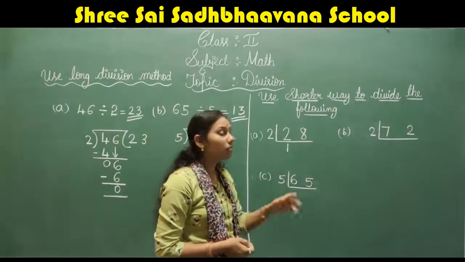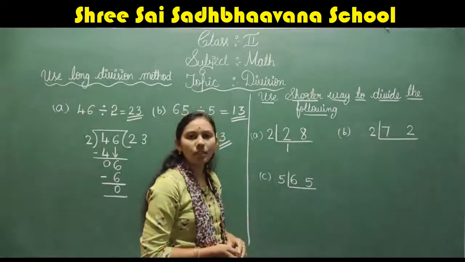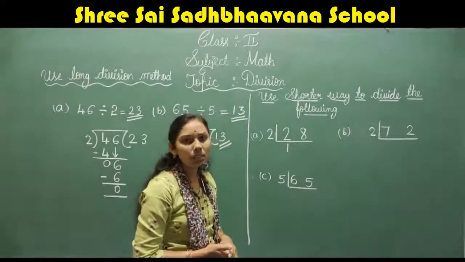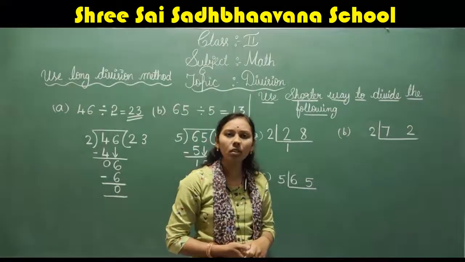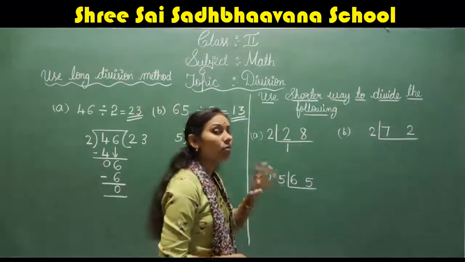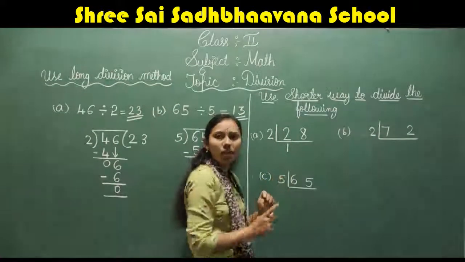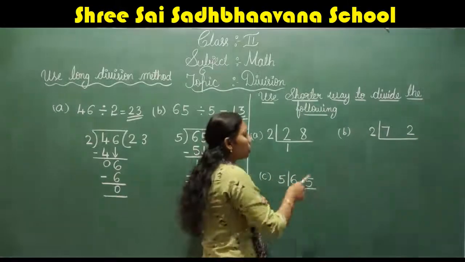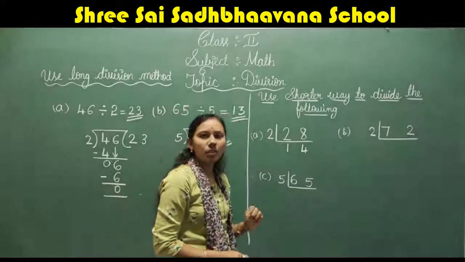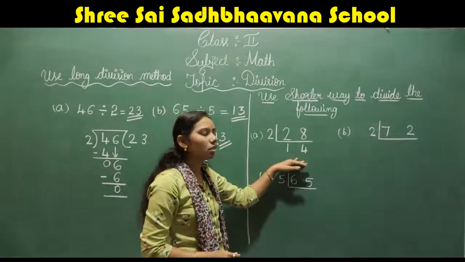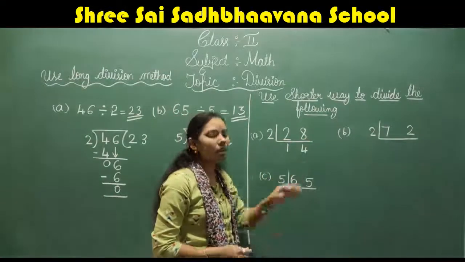8 ones. We are going to divide these 8 ones by the number 2. So, how many times does 2 go in 8? How many times? 4 times. So, that means 2 4s are 8. Right, children? We are going to write that 4 below the 8. Okay. So, this is your quotient. 2 1s are 2, 2 4s are 8.